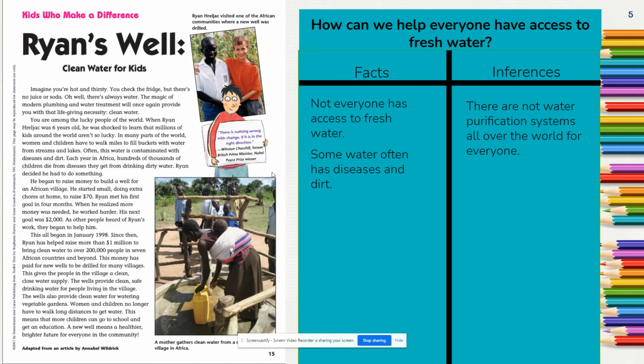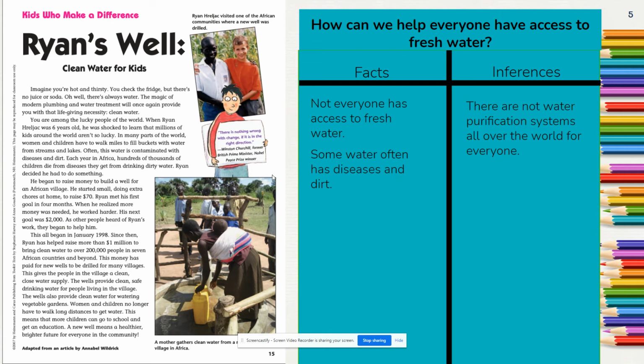He began to raise money to build a well for an African village. He started small, doing extra chores at home, to raise $70. Ryan met his first goal in 4 months. When he realized more money was needed, he worked harder. His next goal was $2,000. As other people heard of Ryan's work, they began to help him. This all began in January of 1998.